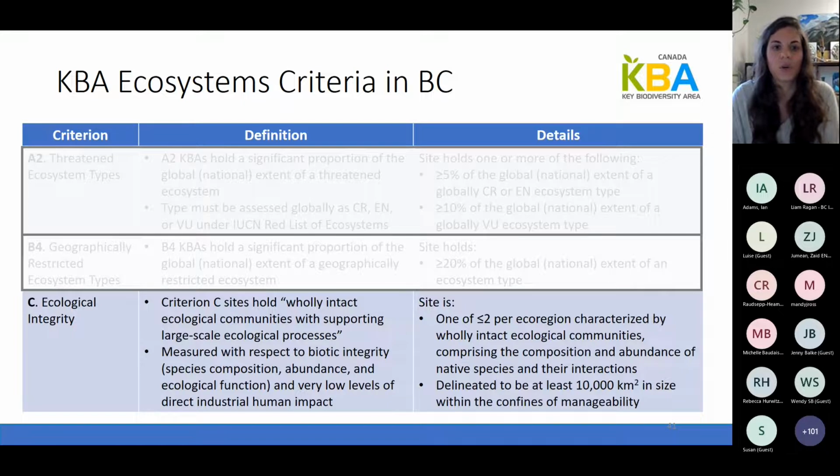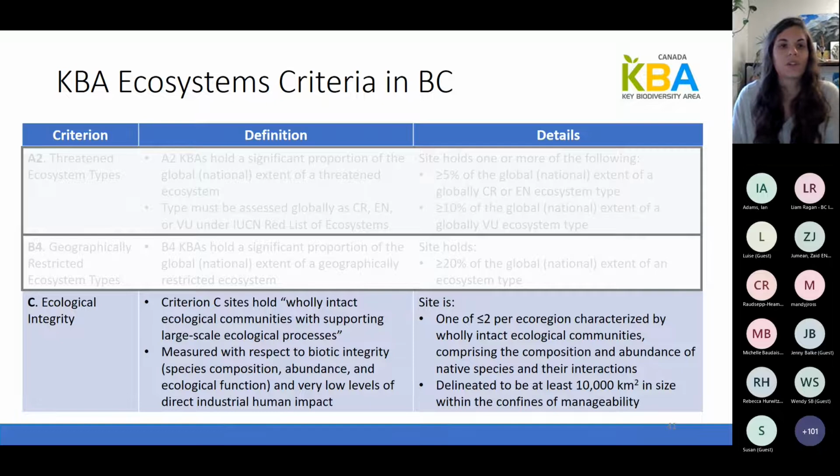But the goal of this criterion is to find sites that hold wholly intact ecological communities with supporting large-scale ecological processes. These are measured both in terms of the biotic integrity of the site as a whole, things like species composition, species abundance, interactions between species, and species functioning ecologically as they should, in addition to very low or absence of direct industrial human impact. So in order to qualify as a Criterion C site, a site needs to be one of 2 or less per ecoregion, characterized by the wholly intact ecological communities comprising the composition and abundance of native species and their interactions.